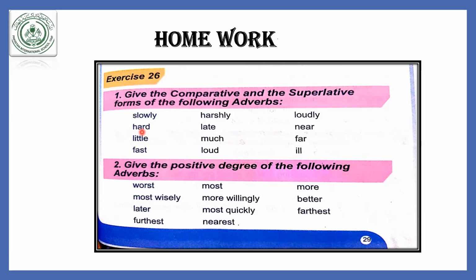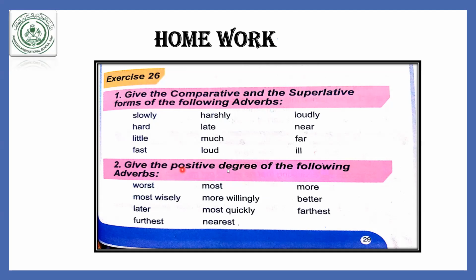Understand? Hard: this is the positive form. What is the comparative form? Harder, hardest. And what about little? Little is the positive form. So what is the comparative? Less. What is the superlative of little? Least. Like this. So I think it is quite easy. Ill: ill is positive. Now what is the comparative of ill? Yes, who will tell me? Worse. And what is the superlative of ill? Worst. Like this. So you have to write the comparative and superlative forms of the following adverbs.